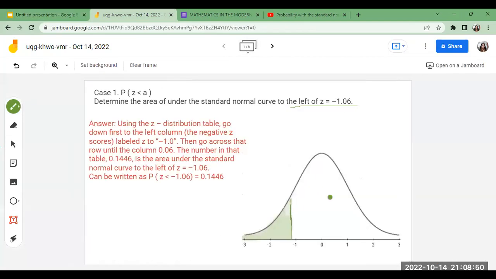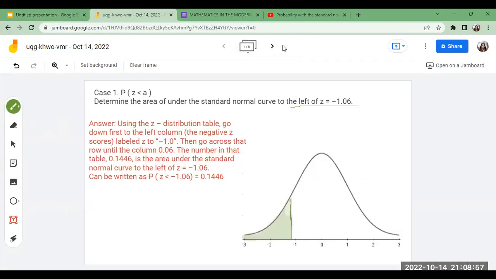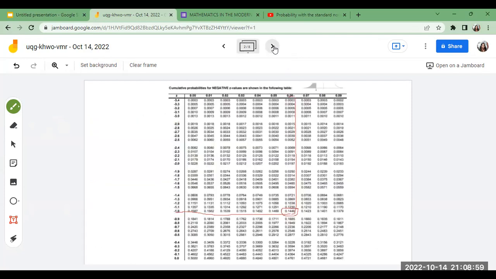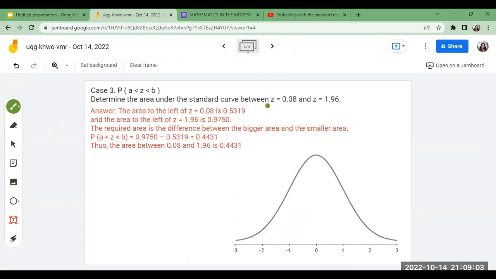So you see the difference? And now, after case 1 and case 2, to the left and then to the right, we proceed to in between. The probability between A and B. Determine the area under the standard curve between Z equal to 0.08 and Z equal to 1.96.